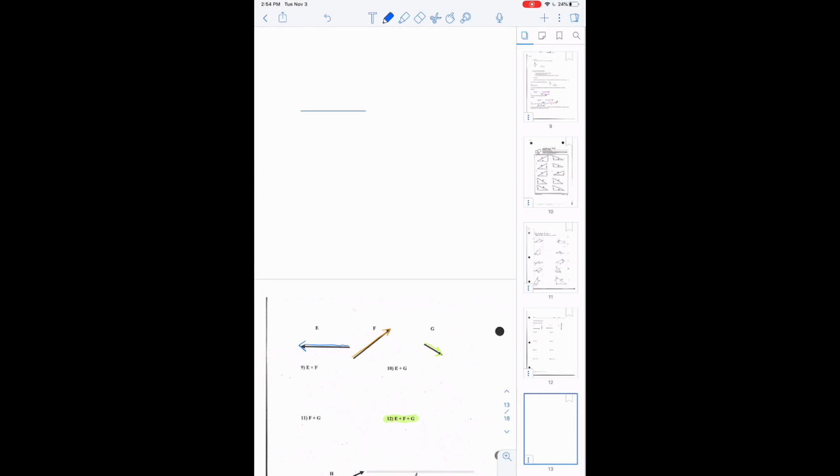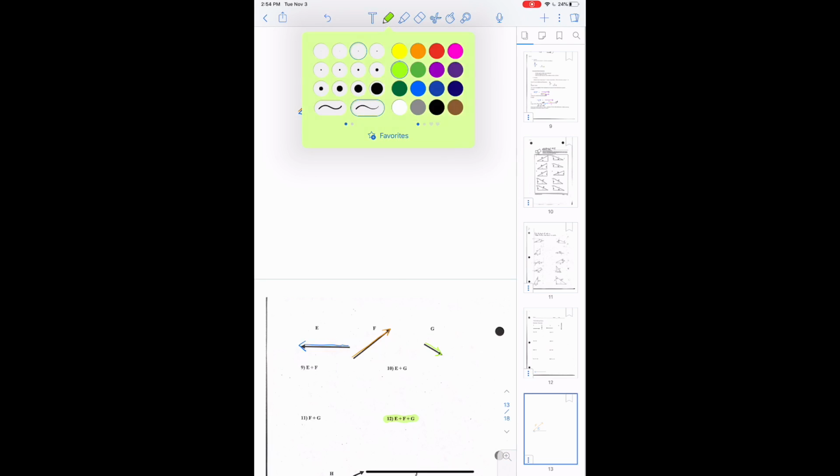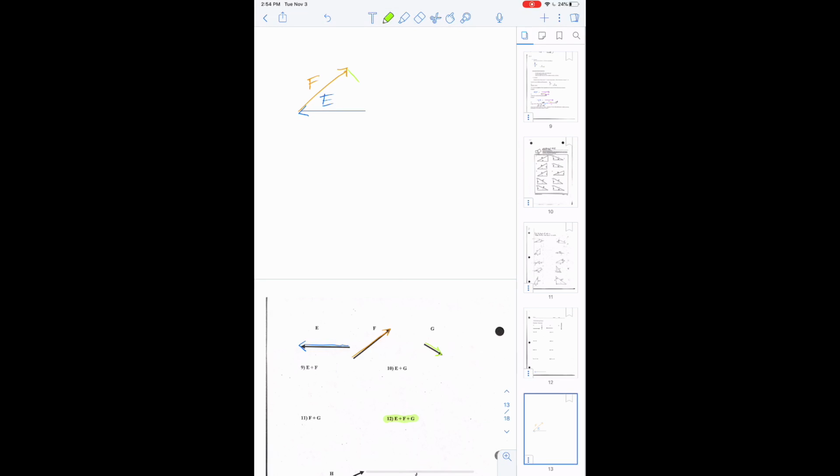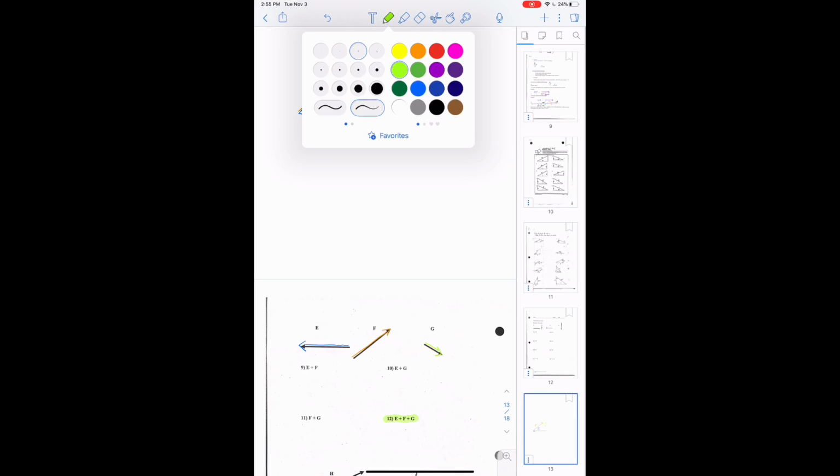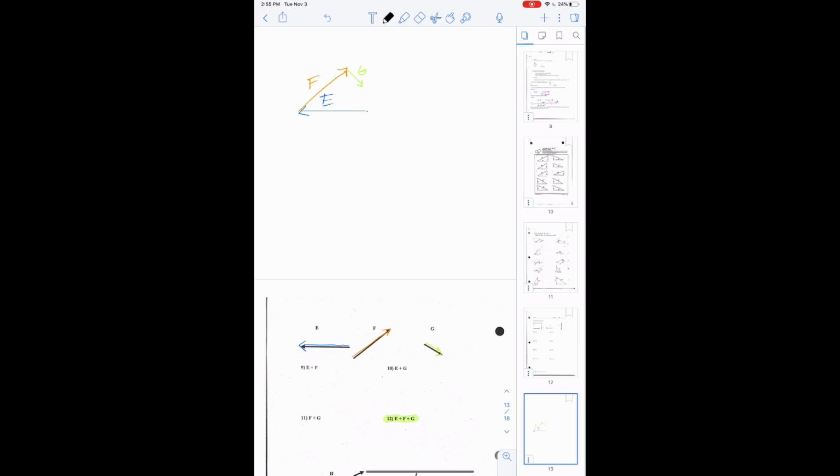So we have vector E. We're going to put it head to tail with vector F. So we'll just move F right here. We're then going to put that head to tail with vector G. So notice it's just head to tail, head to tail, head to tail. All right. And then our resultant is going to point from start to end. We'll call that R.